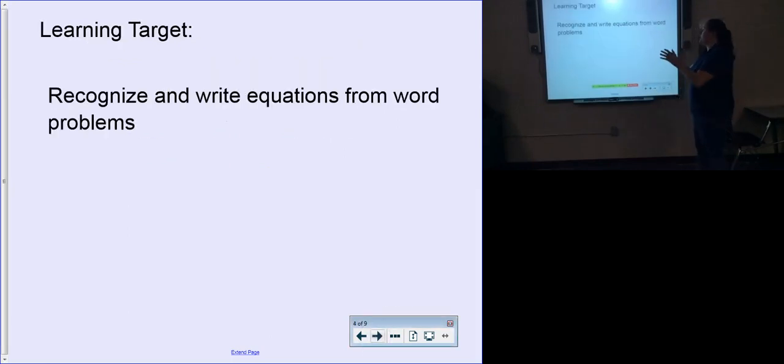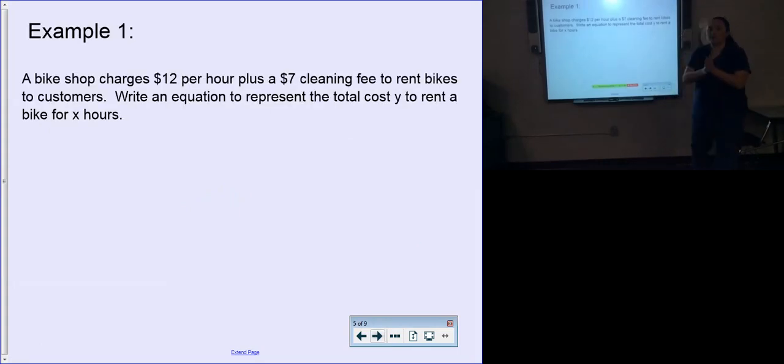All right, we want to be able to recognize and write equations from word problems. That's our goal for today. So, again, we're just practicing writing equations. That's it. You're going to be given a word problem and you got to write an equation. So when you're given a word problem, you want to make sure you're identifying the key important parts.